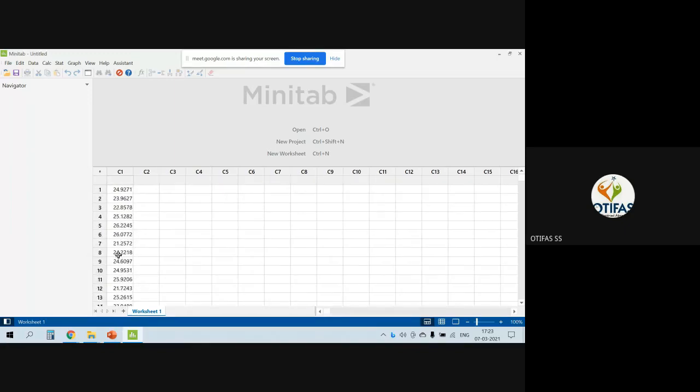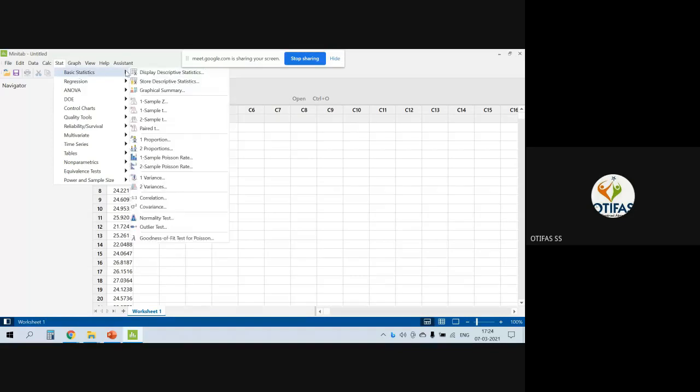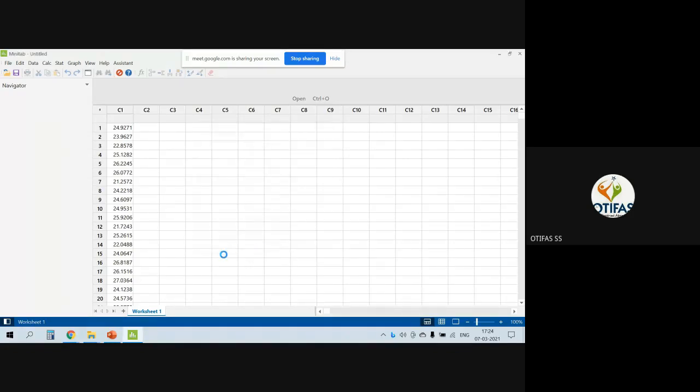Now, if I want to describe this data, very simple, go to Minitab, go to Stat, Basic Statistics, and Graphical Summary. It will give you everything about this data, all the descriptive measures. Put the measure here, and then click OK. Now, Minitab will give you the result.